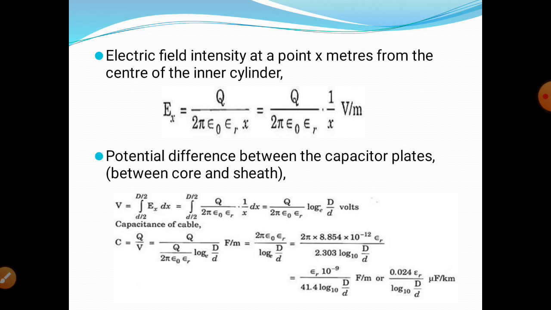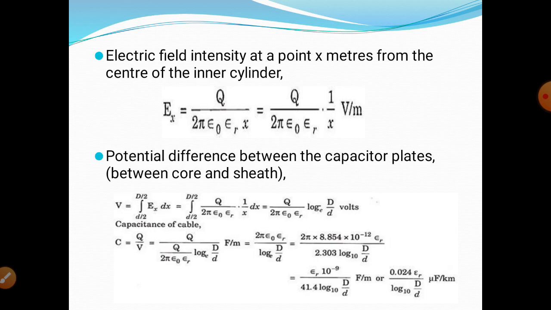Next we find the value of the capacitance of the cable. C is equal to q by V. Already we have derived the value of potential difference V, and we substitute this V in this equation. C equal to q by V, so we get 2 pi epsilon naught epsilon r divided by log capital D by small d. We already know epsilon naught is a constant value.